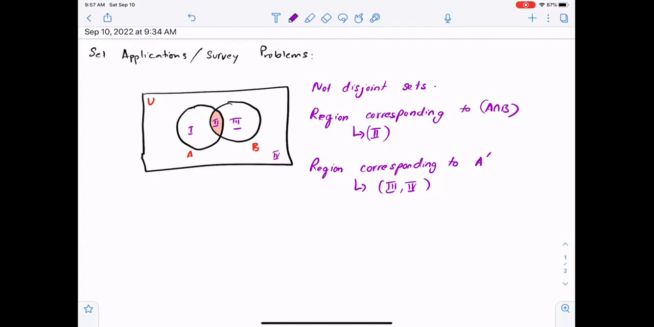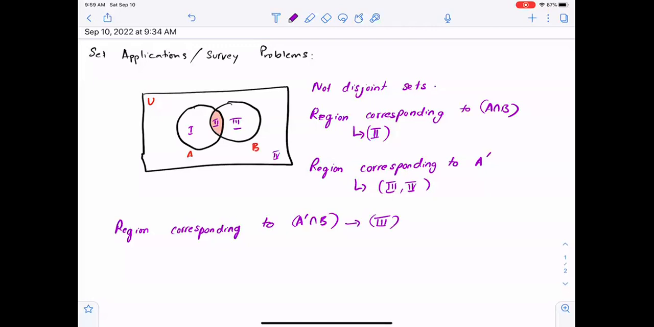No part of A. Region 1 is a part of A. Region 2 is a part of A. By all means, A is formed by combining regions 1 and 2. So we cannot include 2 when we write A complement. The answer here is 3.